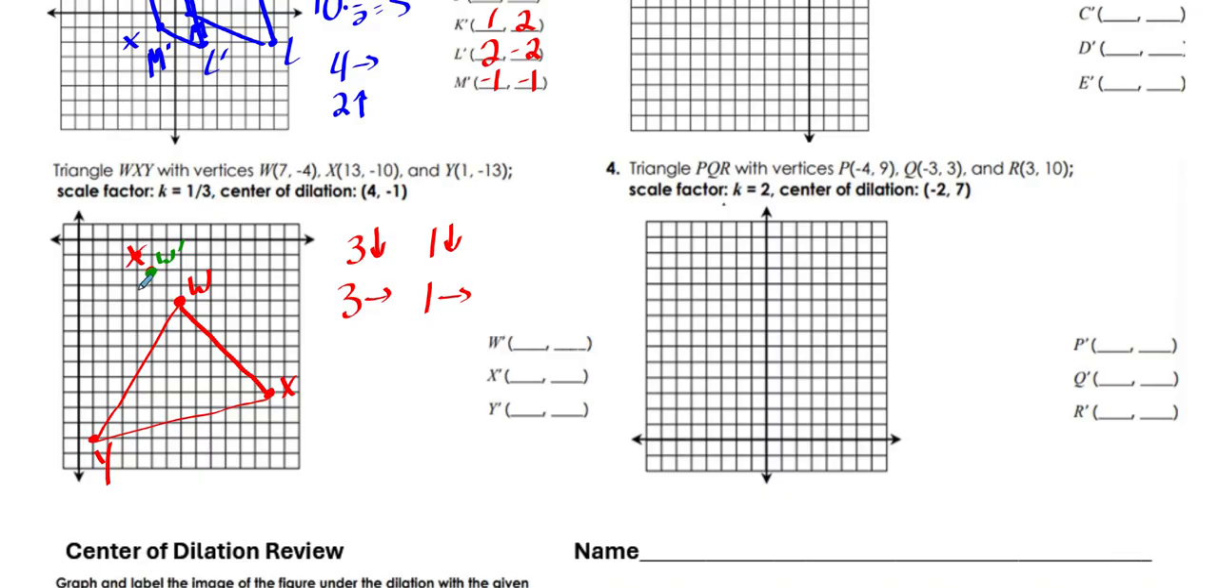X is 1, 2, 3, 4, 5, 6, 7, 8, 9 down. 1, 2, 3, 4, 5, 6, 7, 8, 9 over. 9 times 1/3 is 3. So now it's going to be 3 down and 3 over. Actually, that's where W started.